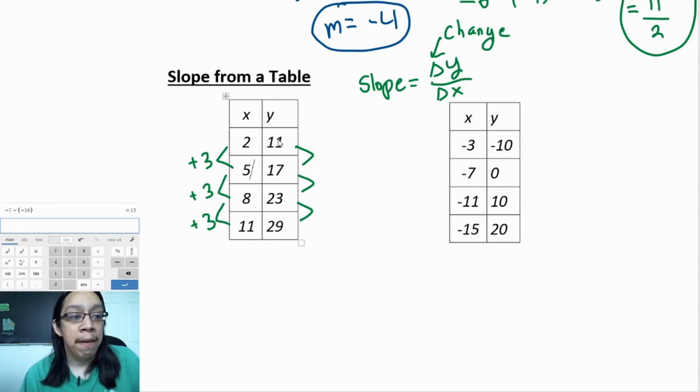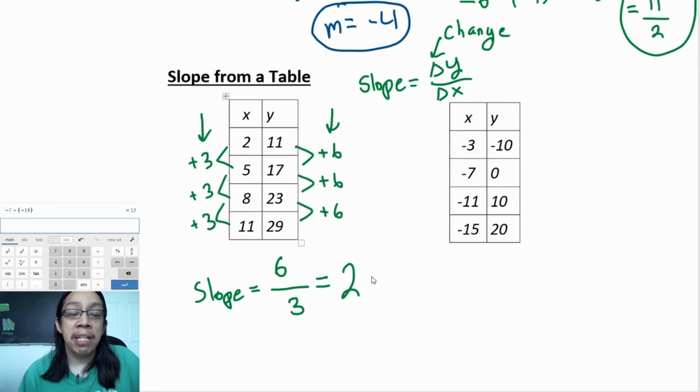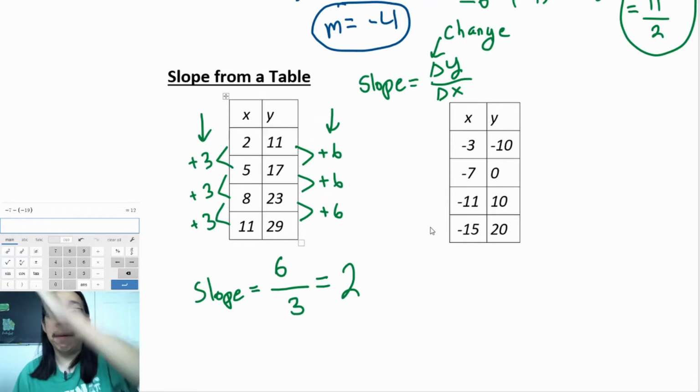Okay, what about my y? Well, from 11 to 17, it looks like I'm adding 6. From here to here, I'm adding 6. And from here to here, I'm also adding 6. So that means that my y's are constant and my x's are constant. So my rate of change, or my slope, is going to be my change in y, which in this case was 6, divided by my change in x, which in this case was a positive 3. And if we divide 6 divided by 3, that means my rate of change, or my slope, is going to be positive 2, which means my graph is going up.